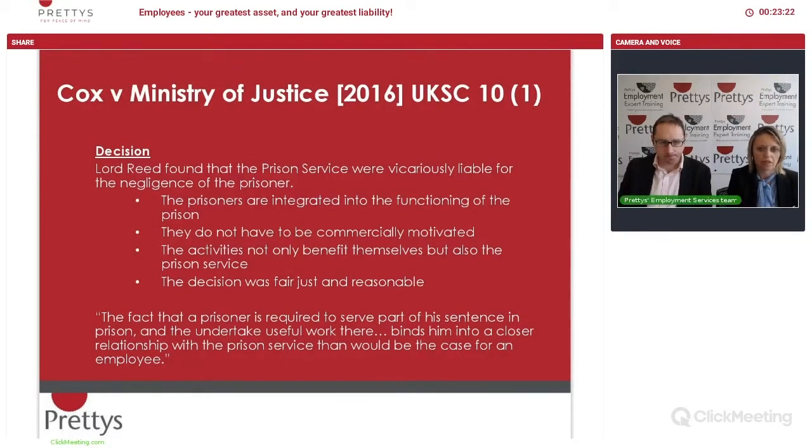So they found that the prisoners are integrated into the function of the prison, and that you don't have to be commercially motivated, and the activities don't have to just benefit the prisoner, but also the prison service. And they made the point that the fact that a prisoner is required to serve part of his sentence in prison and undertakes useful work there binds him into a closer relationship, which of course the Court of Appeal found, with the prison service than would have been the case for an employee.